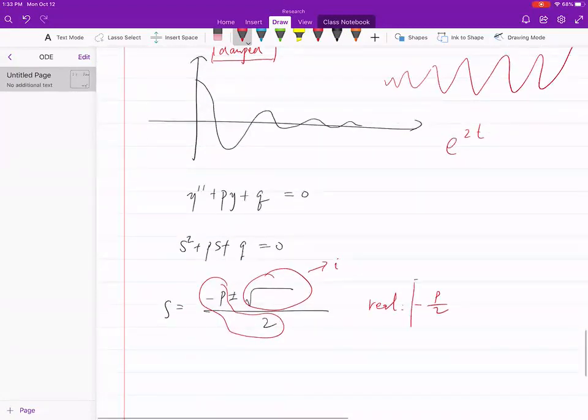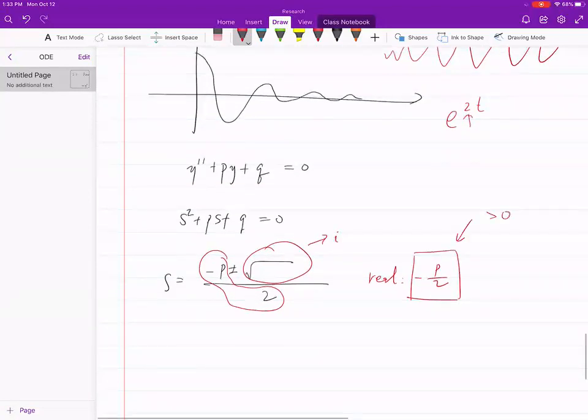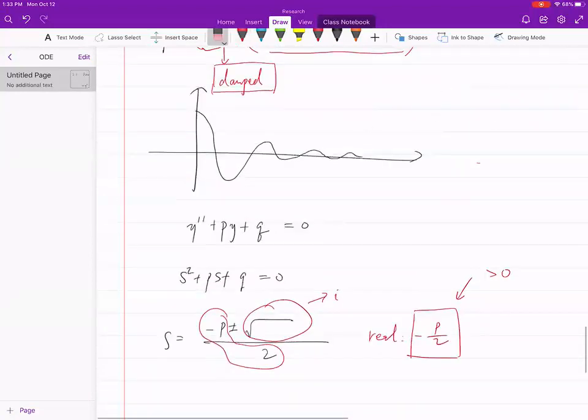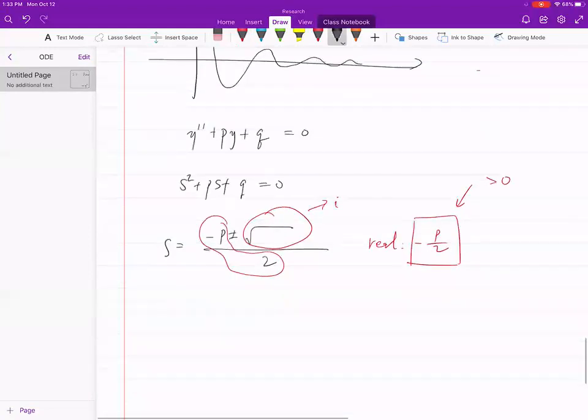Now you need to go to this one. If you want the real part to be positive, which means you keep shaking bigger and bigger, it's not damped, it's amplified. Still okay? You will require this part to be bigger than 0, because that's the real part. You better make this part positive. That means you have to make the P negative. But if you do that, that means your friction is in the same direction as your velocity. And that contradicts physics.